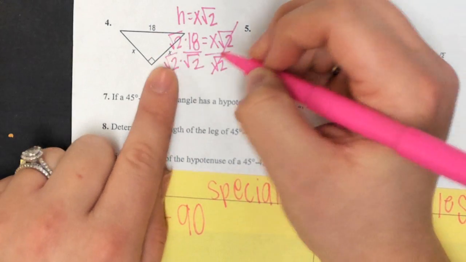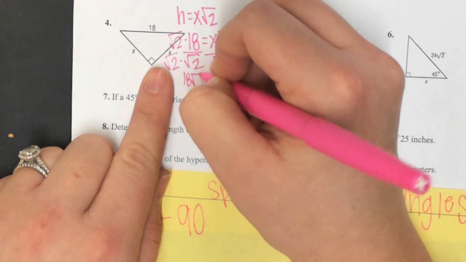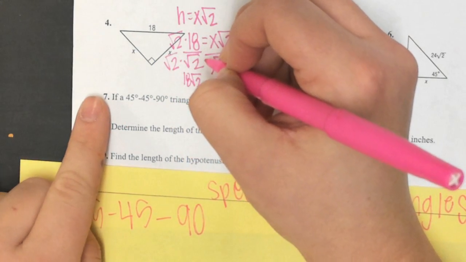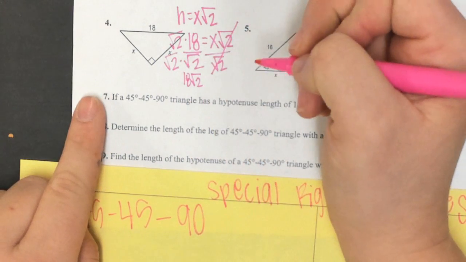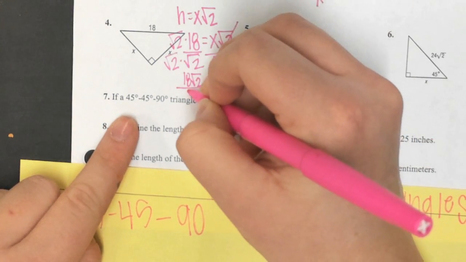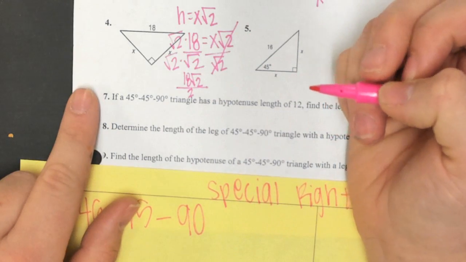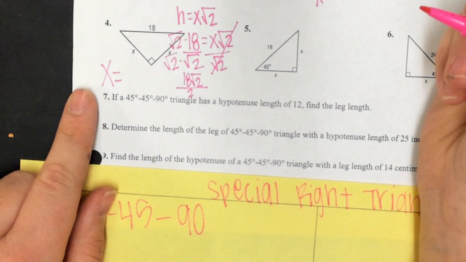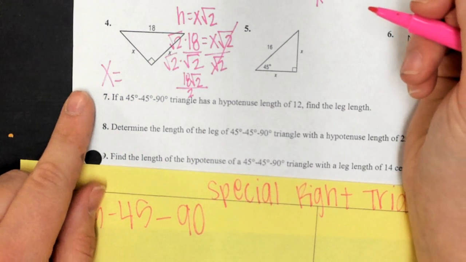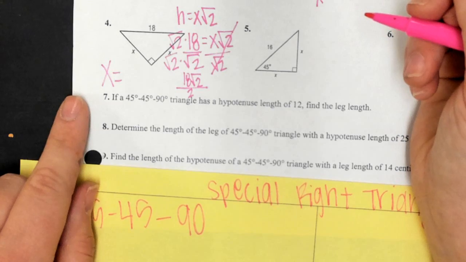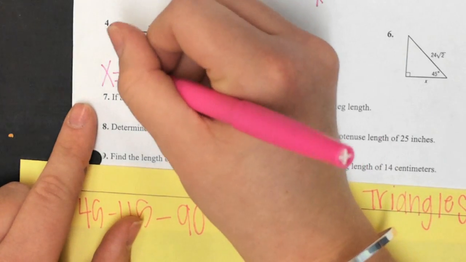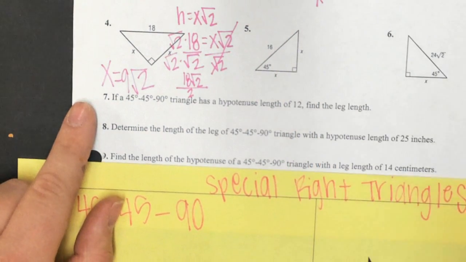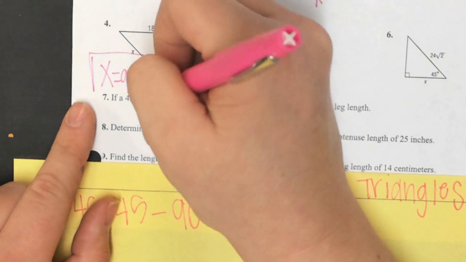So leave the top the same: 18 square root of 2. Square root of 2 times square root of 2 is square root of 4, which is 2. So 18 square root of 2 over 2. So what's x equal to? Can I simplify it any? 18 divided by 2? 9 square root of 2.